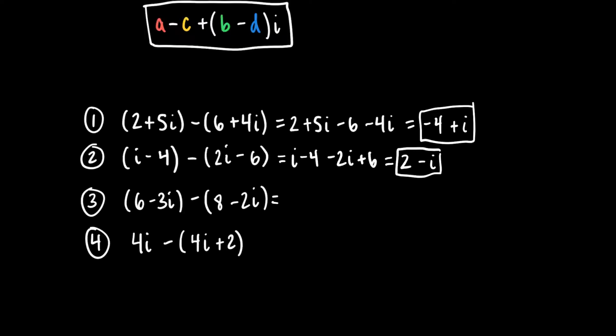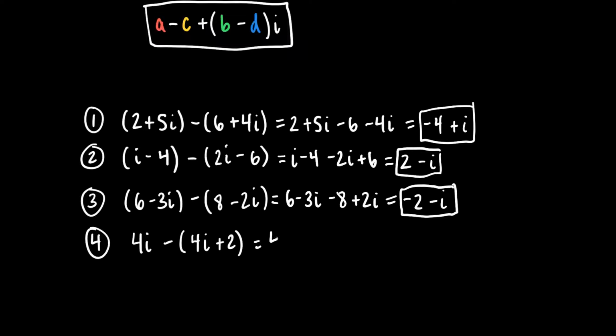All right. This is going to be 6 minus 3i minus 8 plus 2i. So 6 minus 8 is negative 2. Negative 3i plus 2i is minus i. Well, that's kind of weird. That's almost the same as number 2.